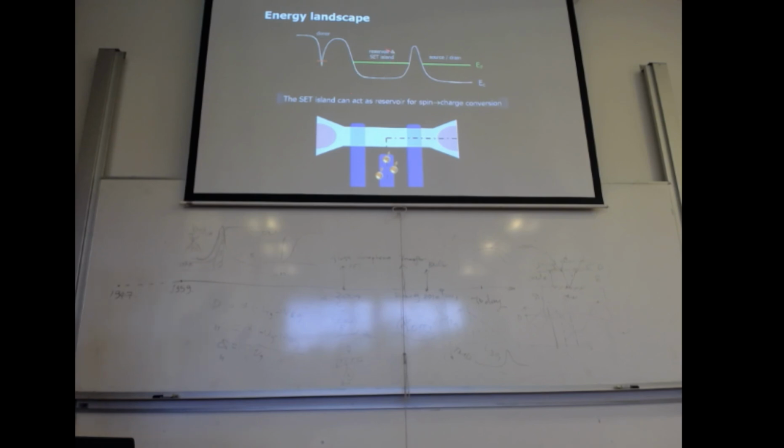And this acts now as the reservoir that we tunnel into to do the spin to charge conversion. So if we now apply a magnetic field, we spin split the states of the donor. In that case, we have to tune the system such that one of the levels sits below, one sits above, and we can tunnel out dependent on the state of the spin, and then detect that in our readout signal here.